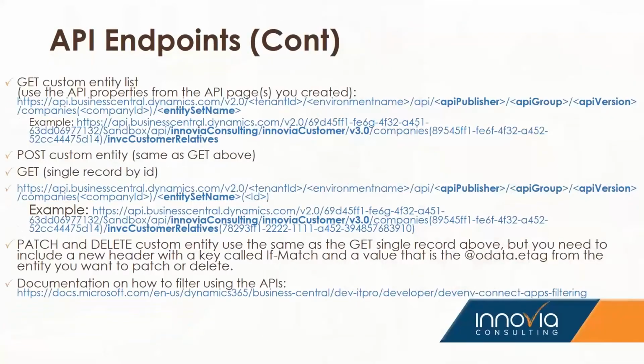Now we can go into the actual call. So if you want to get a custom entity list, this URL isn't the same thing that you would use for a standard Microsoft API. You would reference that URL in that API documentation page. But we're focusing on the custom entities today because I believe that's what you'll be using most.